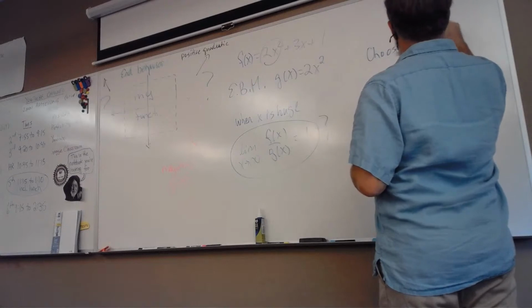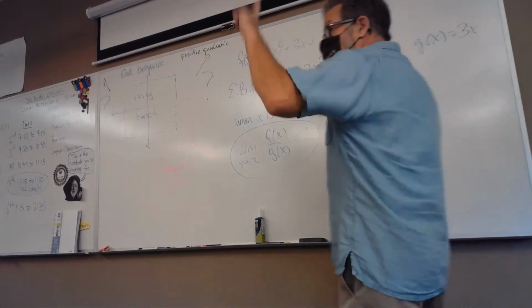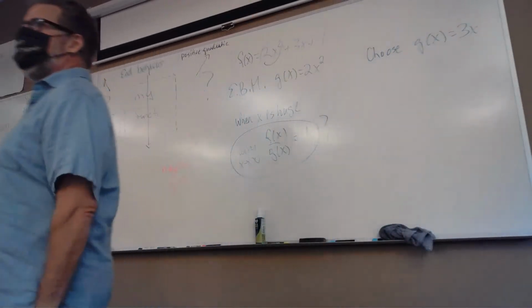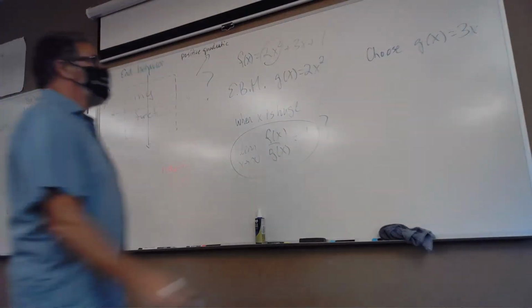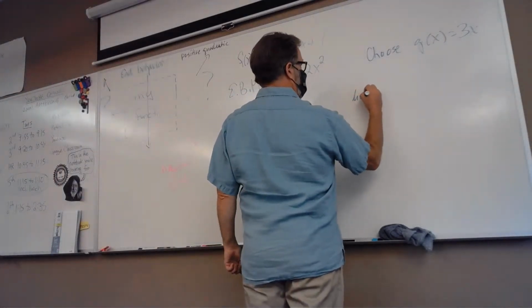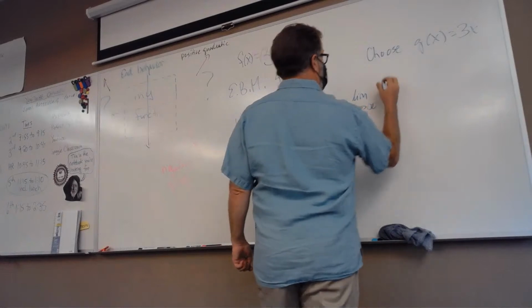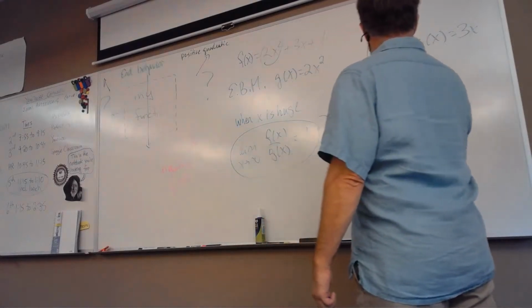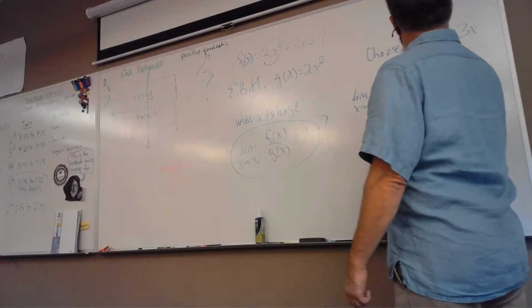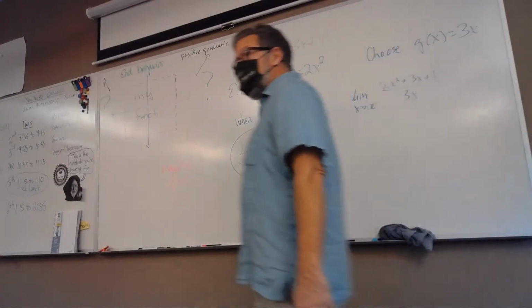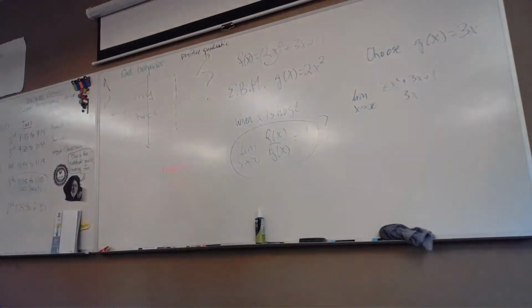Let's choose g of x equals 3x. Let's assume that this is a more complicated problem and it's not completely obvious. So here's what I do: I say, okay, what's the limit as x goes to infinity of 2x squared plus 3x plus 1 over 3x? Let's see what that does. Is it equal to 1?